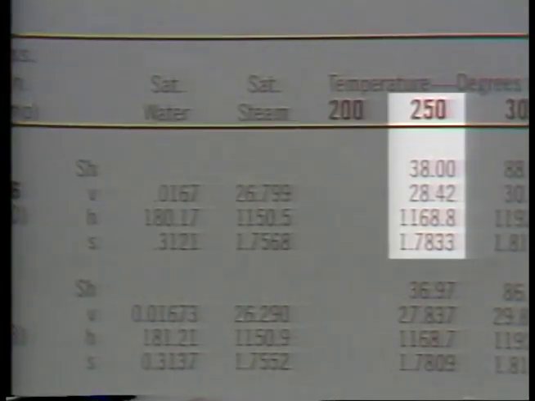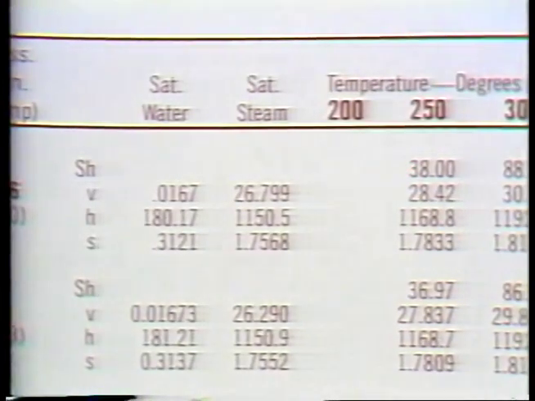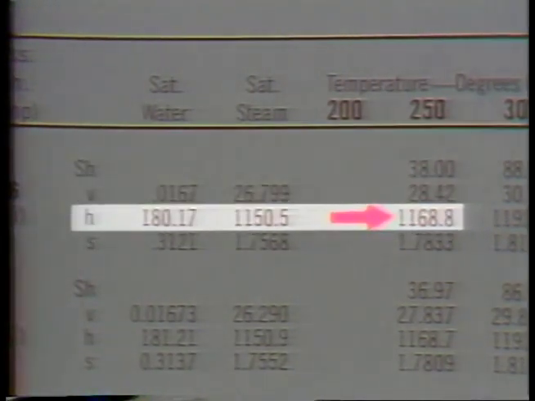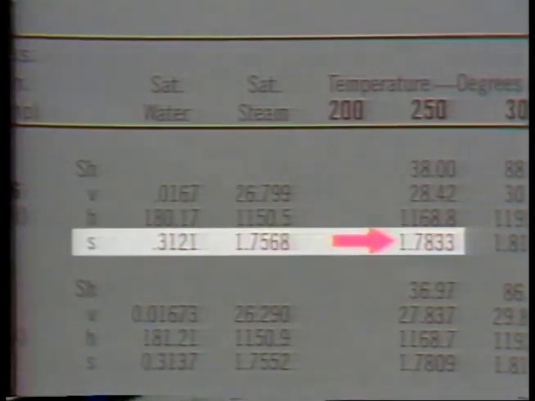At 250 degrees Fahrenheit, the amount of superheating that has occurred is 38 degrees. This means that the temperature of the steam is 38 degrees higher than the saturation temperature. The specific volume of the superheated steam at 250 degrees is 28.42 cubic feet per pound. Enthalpy is 1168.8 BTUs per pound, and entropy is 1.7833 BTUs per degree Fahrenheit per pound.